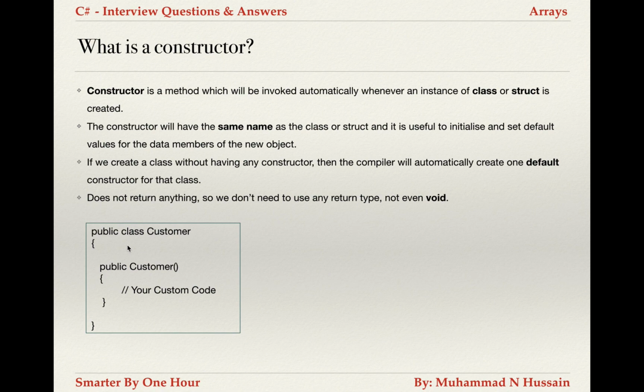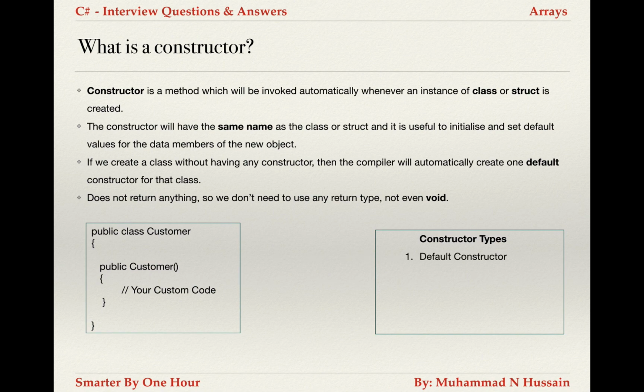If you see on the right hand side, we can have more than one type of constructor in a class. So basically we have 5 different types. The first type is called default constructors. Second, parameterized constructor. Third type is copy constructor. Fourth type is static constructor, and last, fifth type is private constructor.